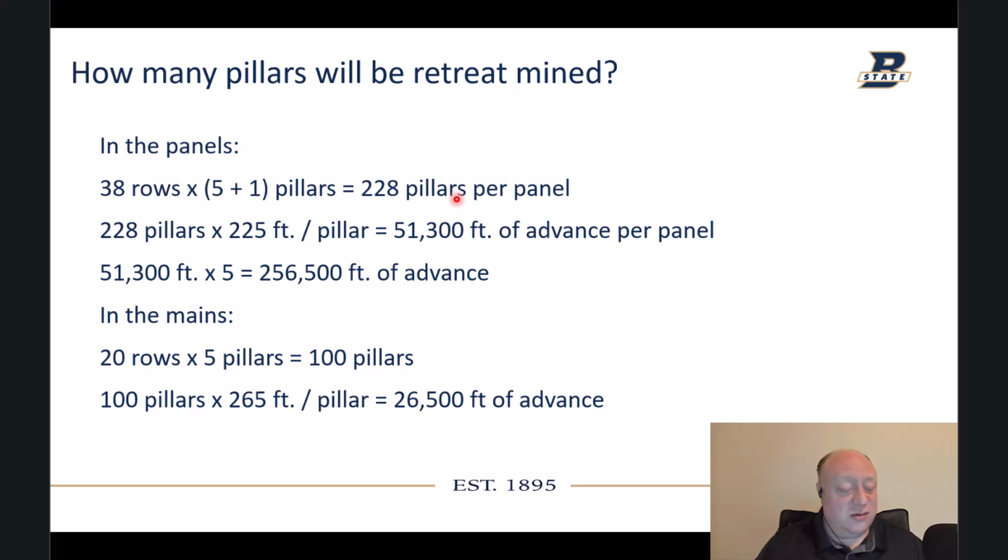There are 20 rows of pillars that will be mined. And there's 5 pillars that will be mined out of there for a total of 100. The pillars are a little bit bigger, 265 feet. That gives us 26,500 feet of advance to extract all of the pillars out of the mains.